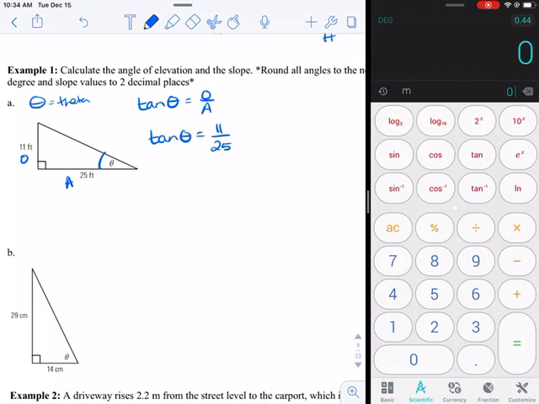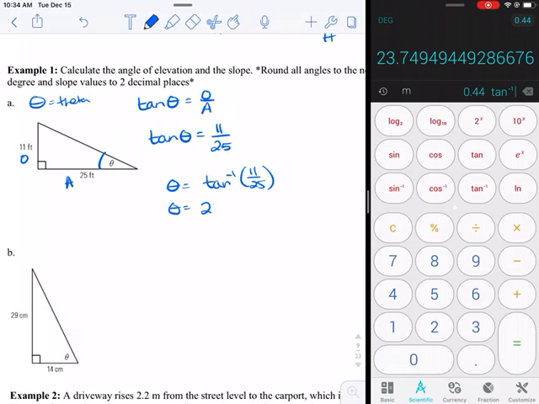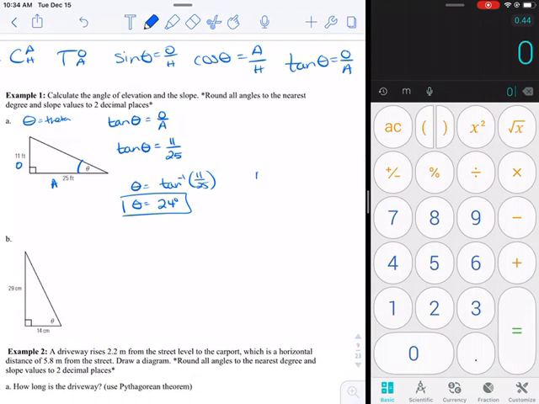All right, now if we want to figure out just the angle, we got to use the tan -1. Okay, so you're going to type in your ratio, 11 divided by 25, and then press the tan -1 button. And you might have to use the second function button on your calculator, but what we find out is that the angle, if we round to the nearest degree, is 24 degrees. Okay, so that's the angle of elevation, and the slope is 11 over 25.